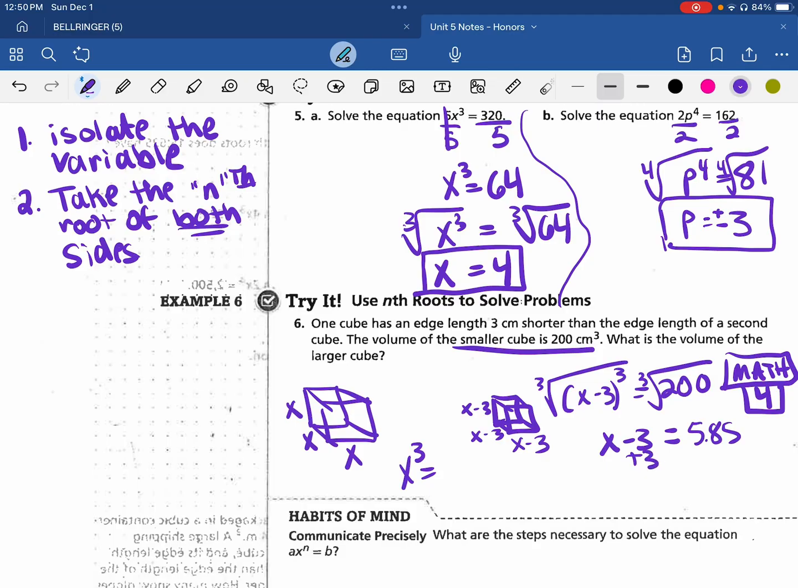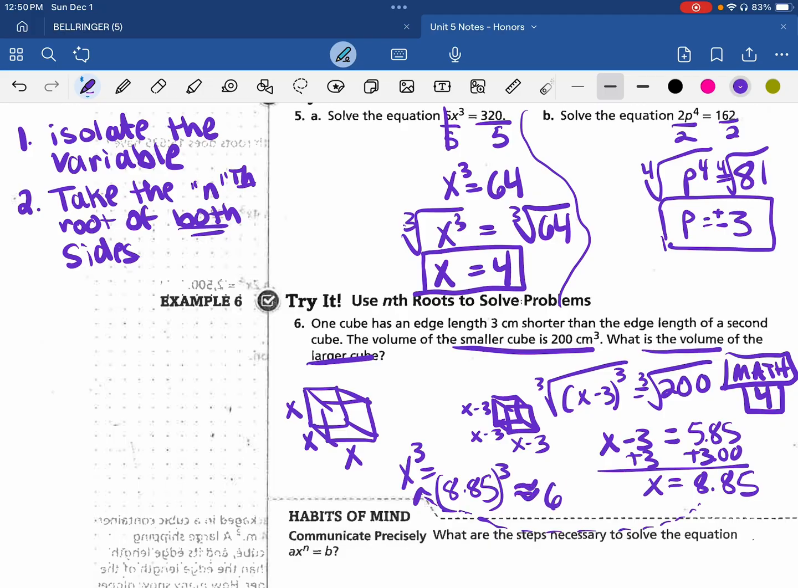Now we have to add 3 to both sides to now get our x alone. 8.85. But that's still not the final answer, because it says, what is the volume of the larger cube? So we're just going to take that 8.85 and cube it. So we're going to put in 8.85 to the 3rd power on our calculator, and we'll get our answer. And I did round it, so it's about 693 centimeters cubed.